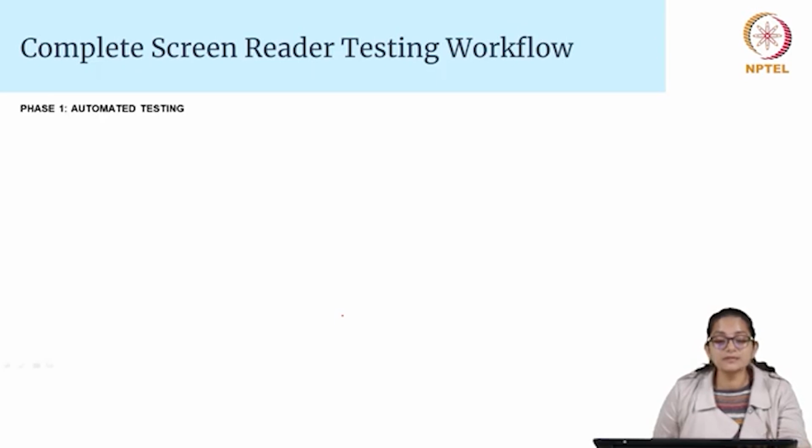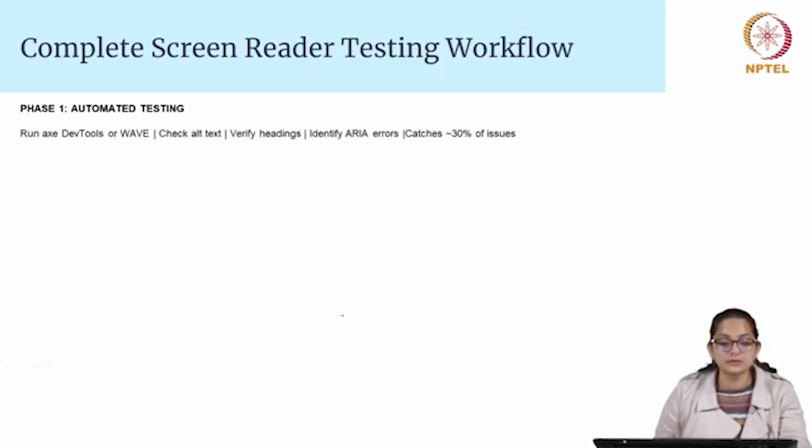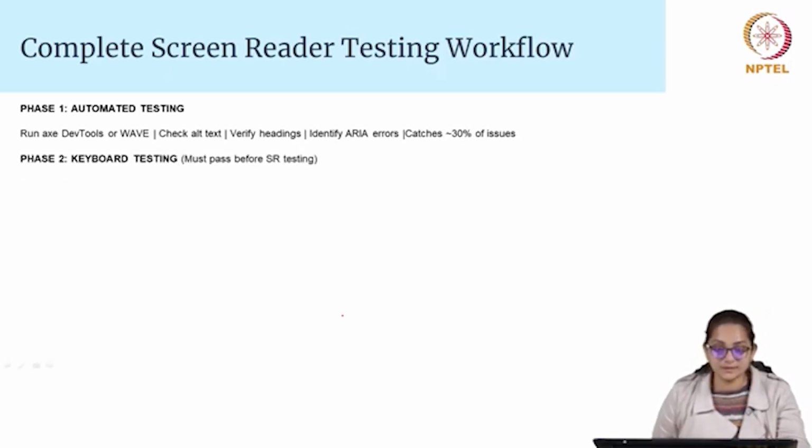So, the complete screen reader testing workflow. Phase 1 is automated testing. You run your Axe DevTools or WAVE, check all text, verify headings, identify ARIA errors. Phase 2 is keyboard testing. It must pass before screen reader testing.